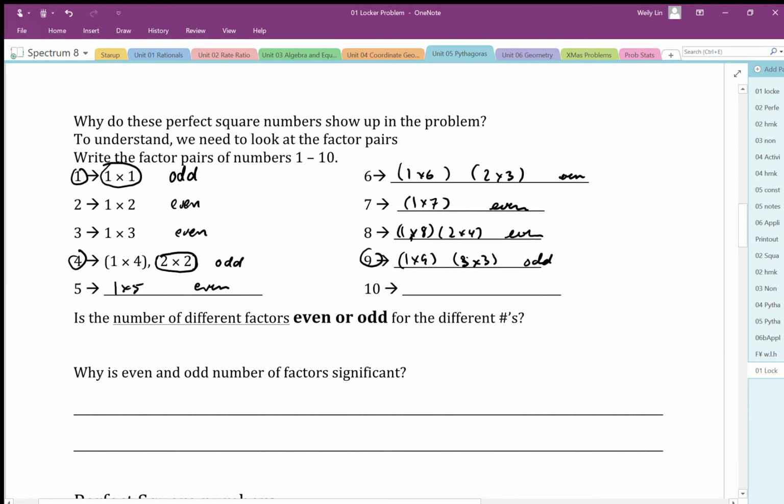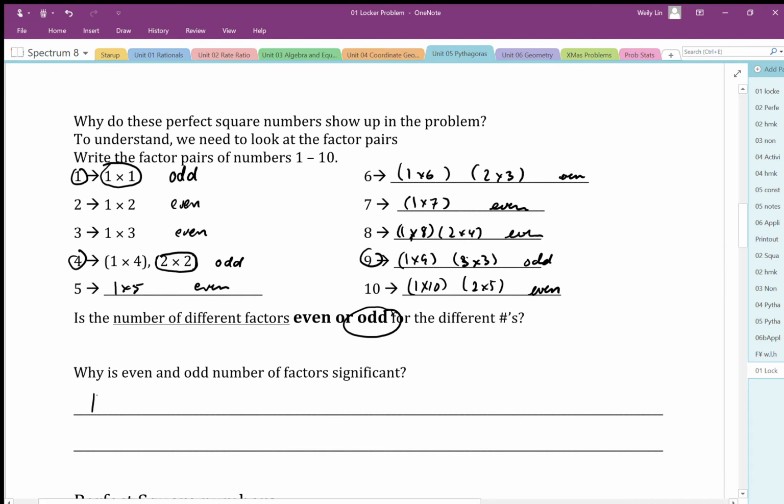If it's an odd number of factors, the number of times it opens and closes is odd, which leaves it opposite of what it started at. So it started off as closed, it ends up as open. Same with 10. It's 1 and 10, 2 and 5. It's an even number of factors. So since we have an odd number of factors, the state of the door is different.